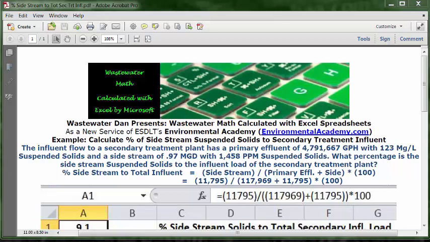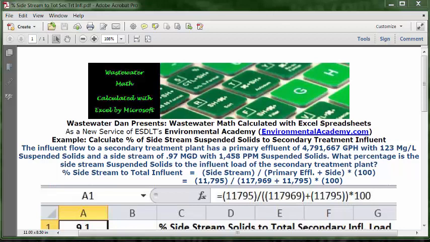Today's example: calculate the percent of side stream suspended solids to secondary treatment influent solids. The problem reads: the influent flow to a secondary treatment plant has a primary effluent of 4,791,667 GPH with 123 mg/L suspended solids and a side stream of 0.97 MGD with 1,458 ppm suspended solids. What percentage is the side stream suspended solids to the influent load of the secondary treatment plant?